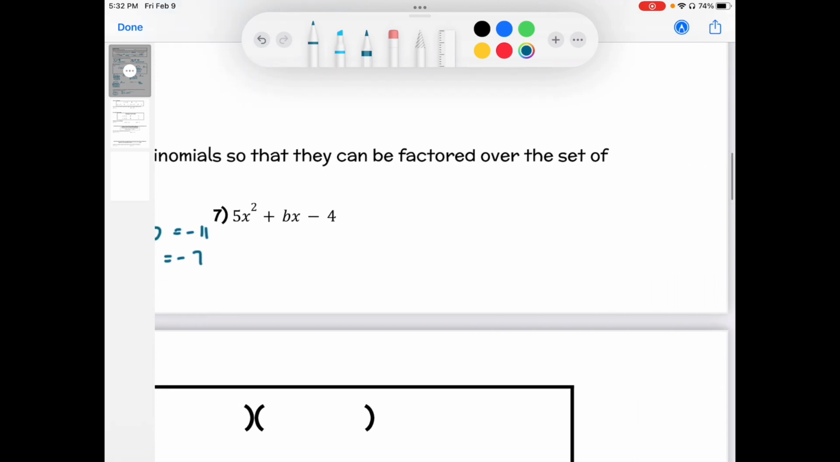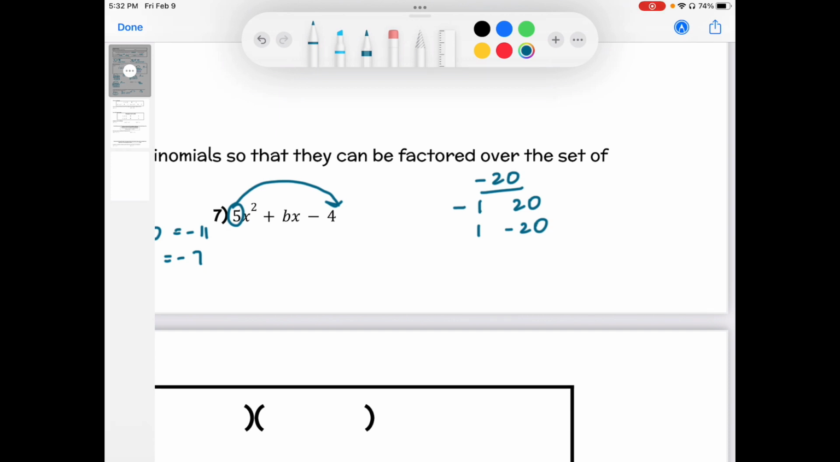So if we look at number 7, now a is not 1, so we need to do 5 times negative 4, which would be negative 20. All right, so let's think of the factors of 20. So we can start out with 1 and 20. And because the 20 is negative, that means that 1 is going to be positive and the other will be negative. So we could also think about this as 1 and negative 20.